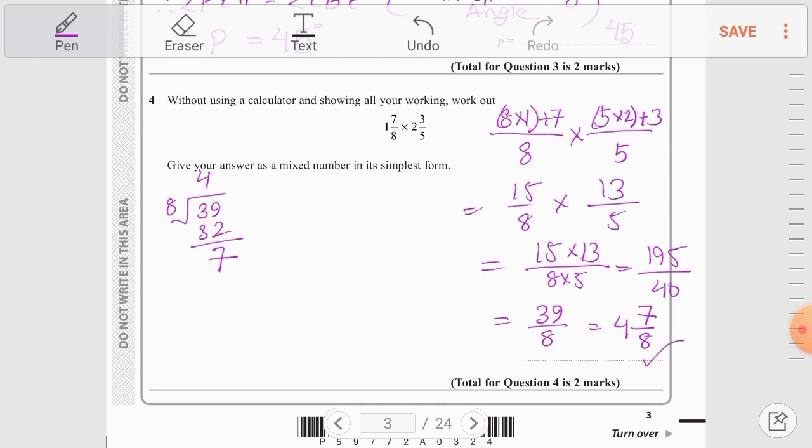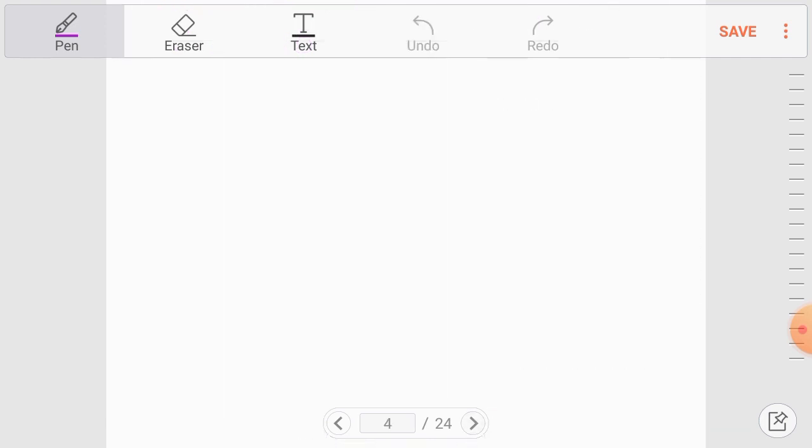question number 4. You need to show each step of this question, because the question has asked you to do this maths without using a calculator. So yeah, the steps are compulsory in this maths. I hope this was clear. Moving to question number 5.